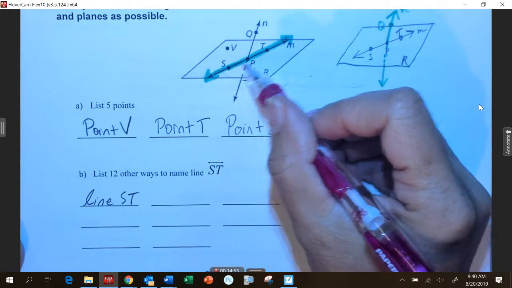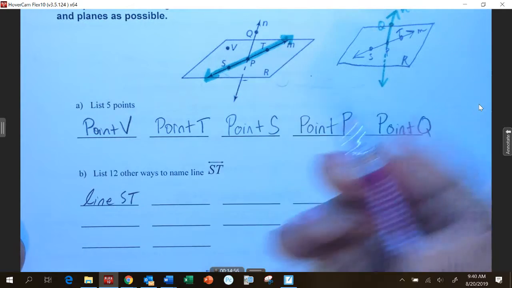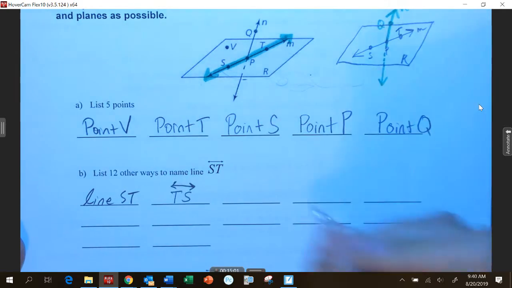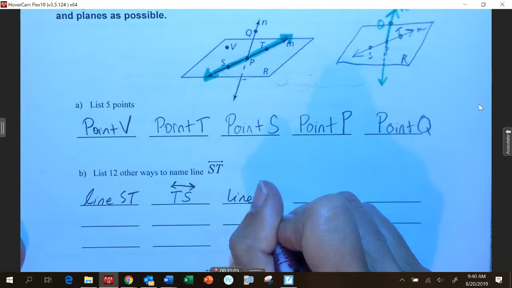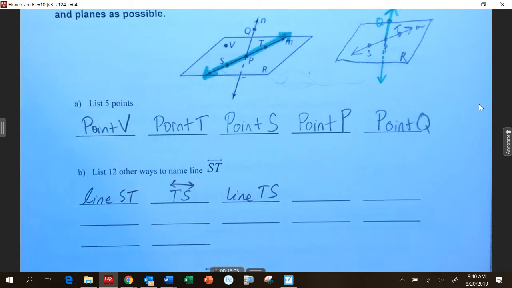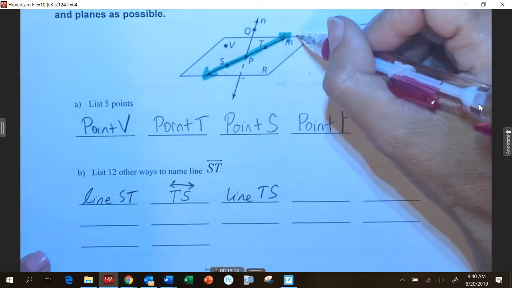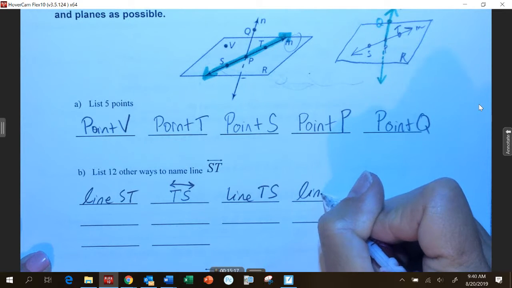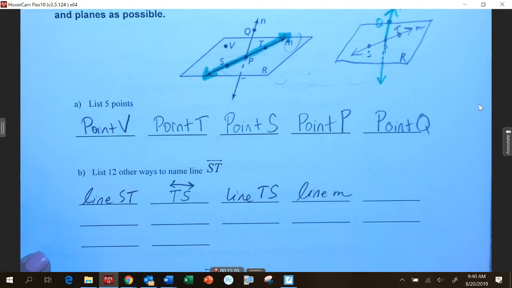Also, instead of ST, I could say TS. So maybe I'll write TS with the symbol. Or I could write line TS without the symbol. Yes, ma'am. Would you be able to do that, like say line, totally. Thank you for volunteering that information. You see that fancy little M over there, the lowercase? You can write line and then lowercase m. So that is another way. But there's like 8 other ways. We're missing a few.